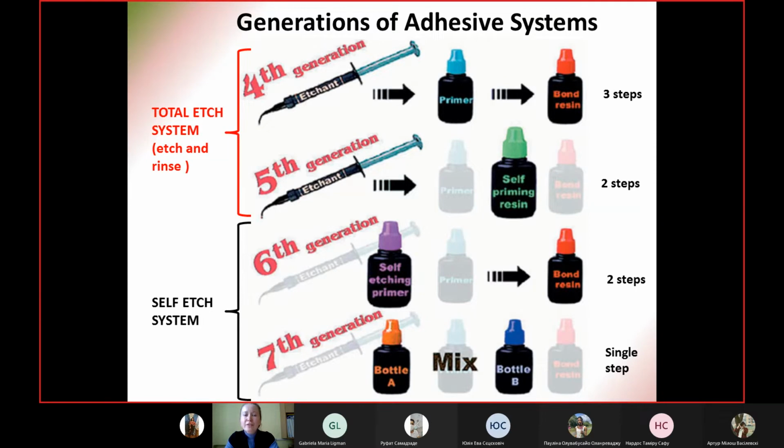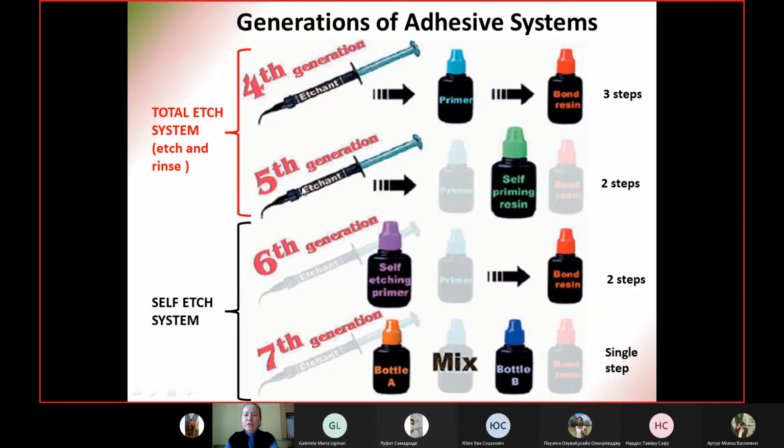So we have total etch system and self-etch system. In a total etch system, all of them are right now on the market, so you can find them and use them with a certain restorative resin composite material. In the fourth generation, we have etching gel, and we have primer and bond in two separate bottles, and this is called 3 steps.